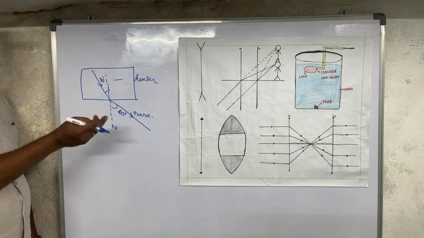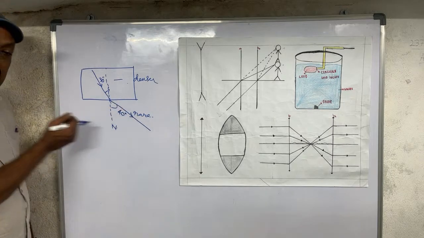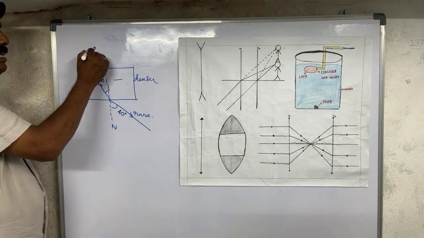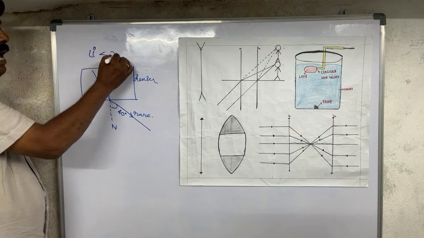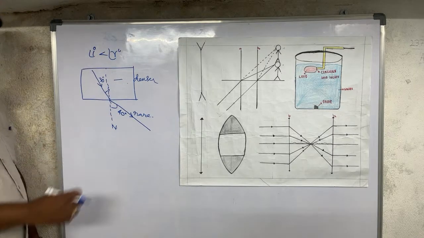When the light ray is coming from the rarer medium to the denser medium, the refracted ray will come closer to the normal. Now what will happen? The angle of incidence is less than the angle of refraction. Why? Because this is 30, and that means it is 40.